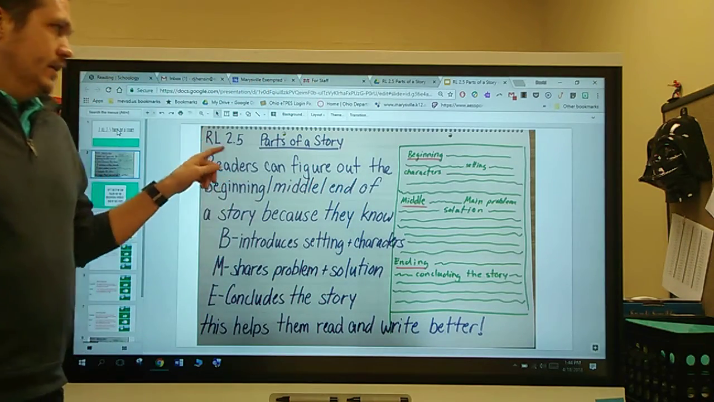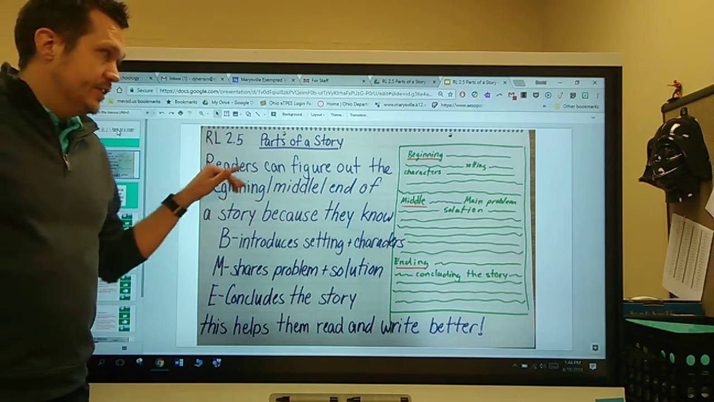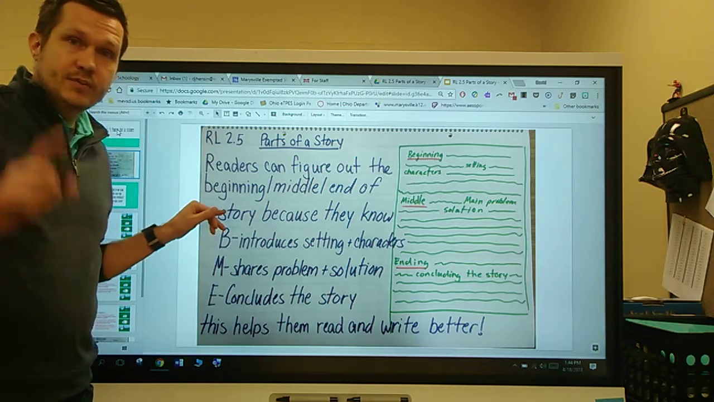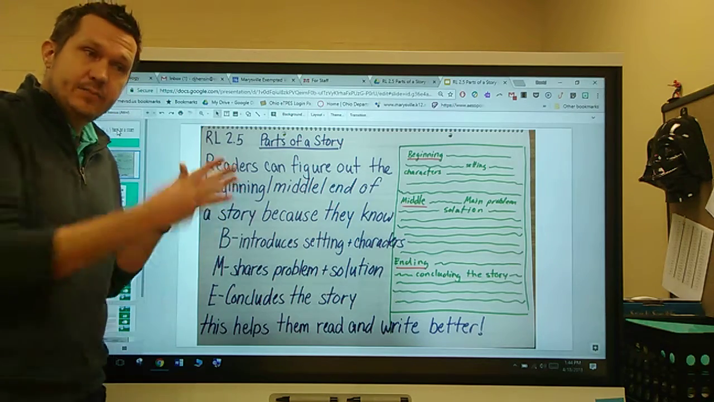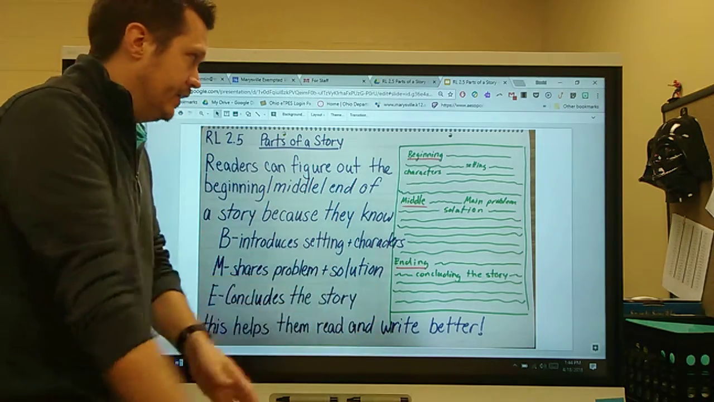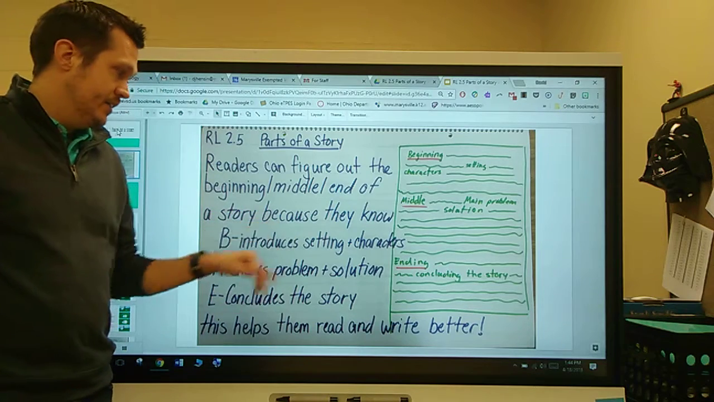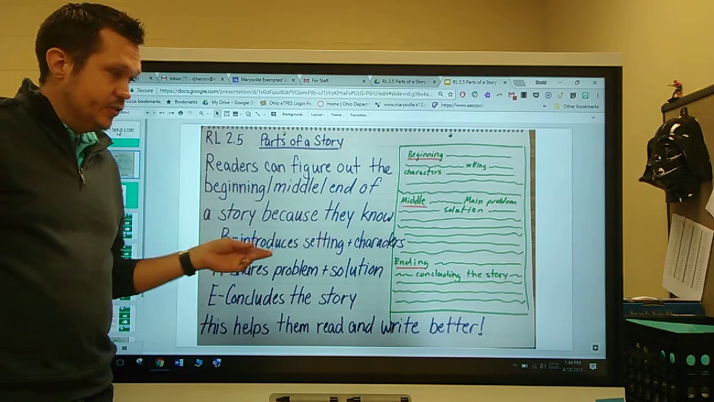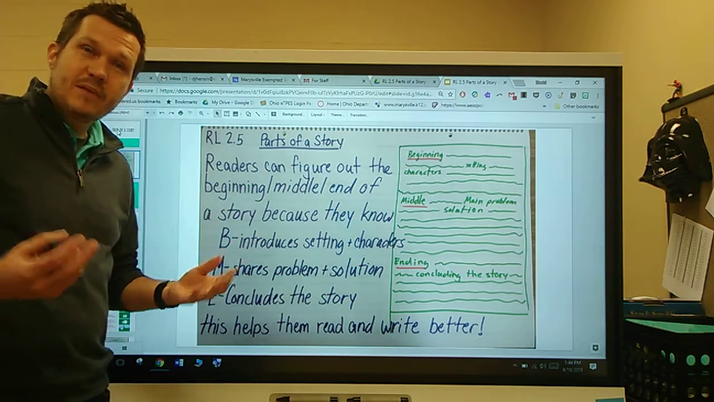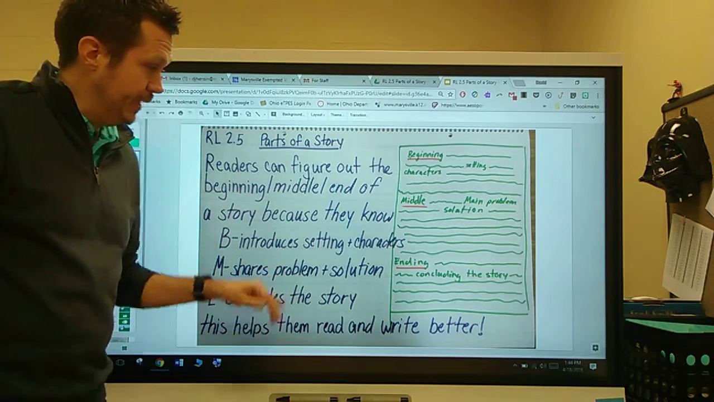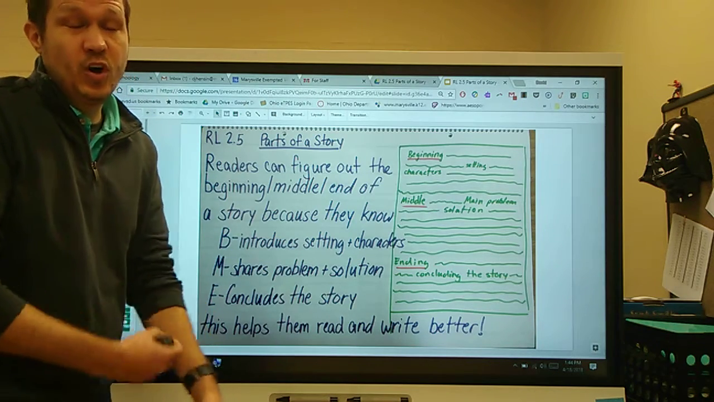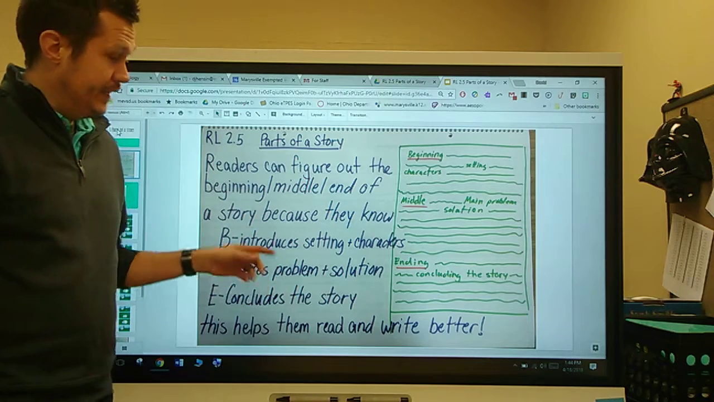First of all, parts of a story. Readers can figure out the beginning, middle, and end of a story. So that's one of the first things you have to be able to do. You've got to be able to find the beginning of the story, the middle of the story, and the end of the story. Authors, in the beginning of the story, introduce you to the setting. The setting is where the story takes place. And they introduce you to the characters. They usually let you find out who all the different characters are near the beginning of the story.